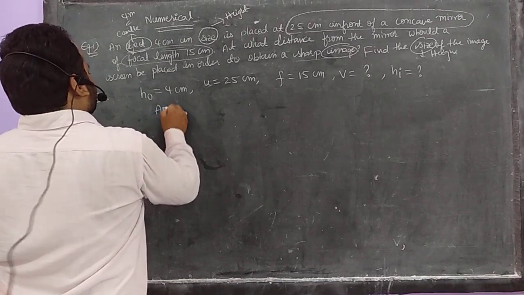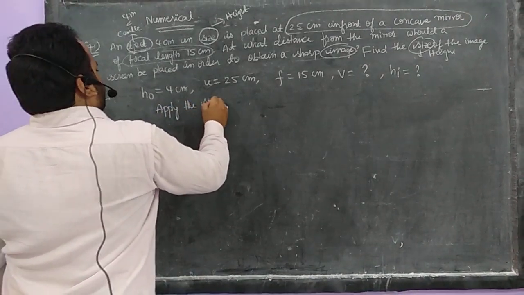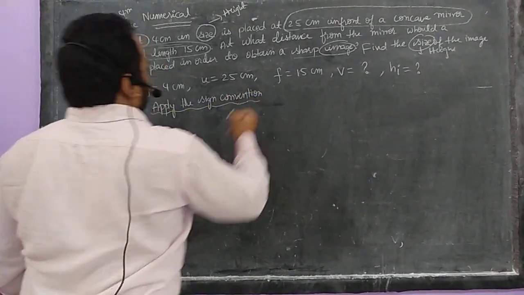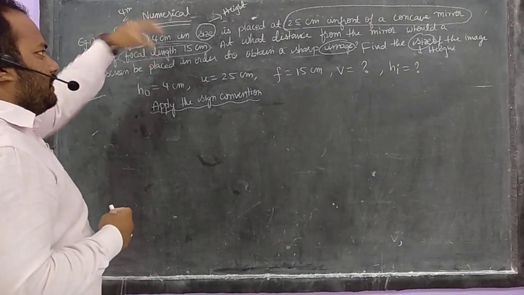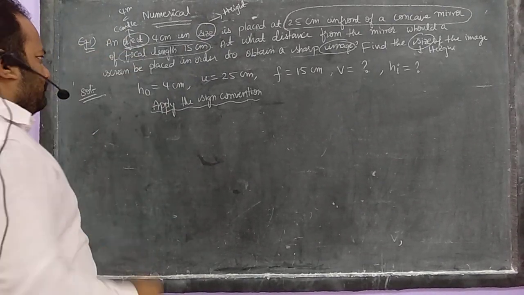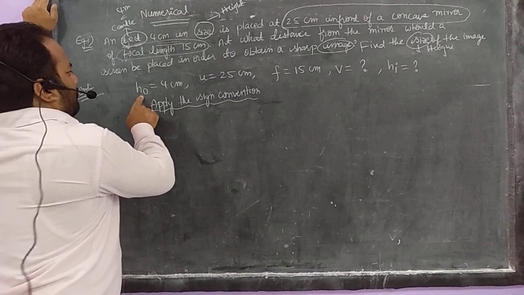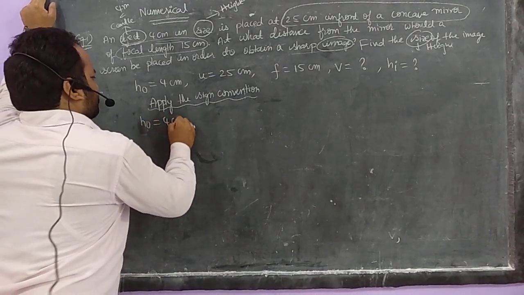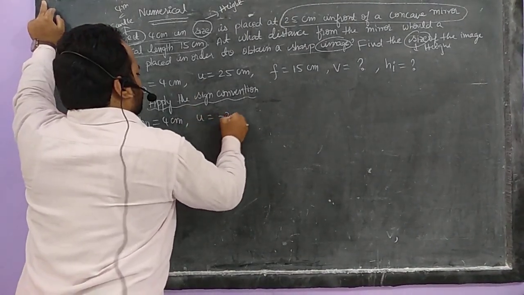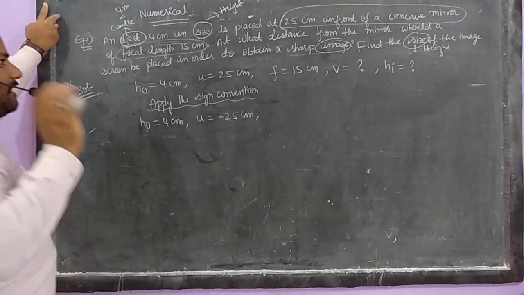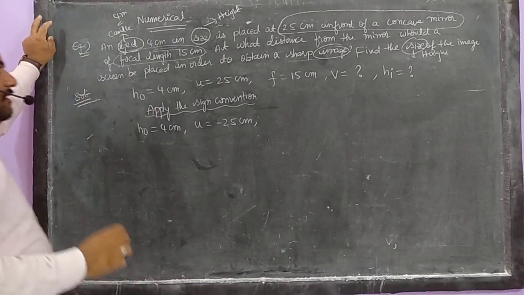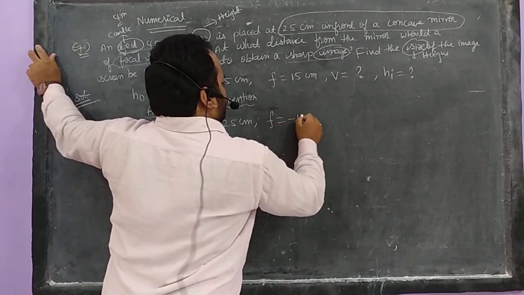Apply the sign convention. Why are we applying it? Because we have studied sign convention for concave and convex mirrors. The question never said to apply it, but we know how. Height of the object above the axis is positive. U is 25, after applying sign convention it becomes minus 25 centimeter. For a concave mirror, U, V, F, R are all negative, so focal length is minus 15 centimeter.